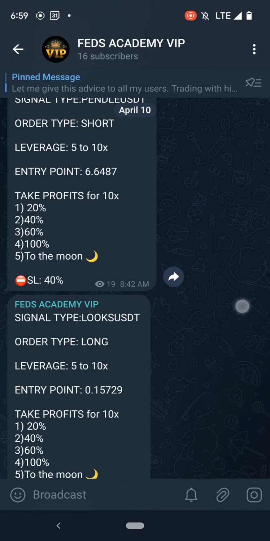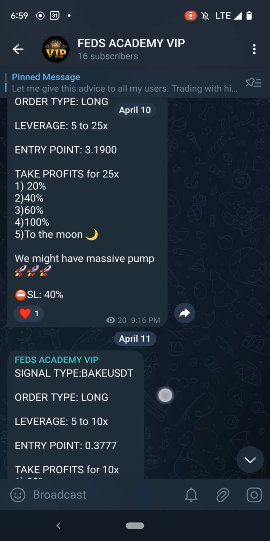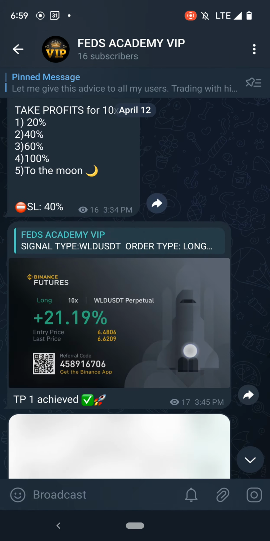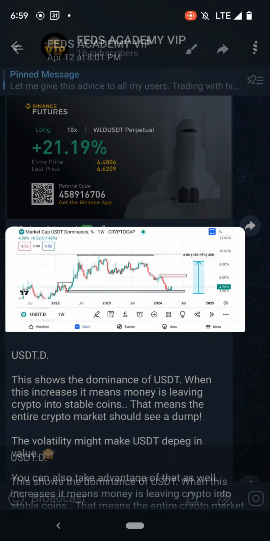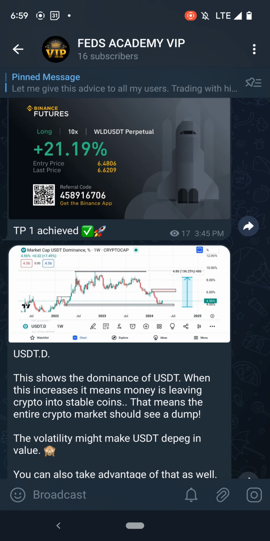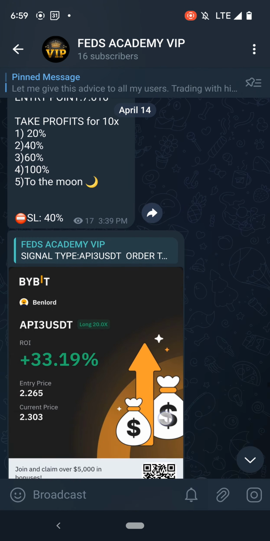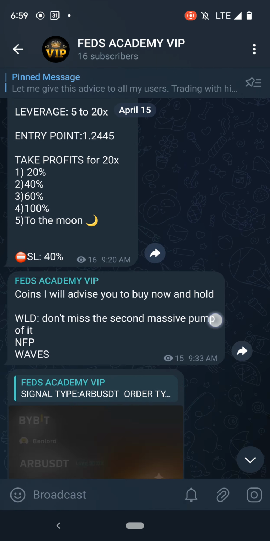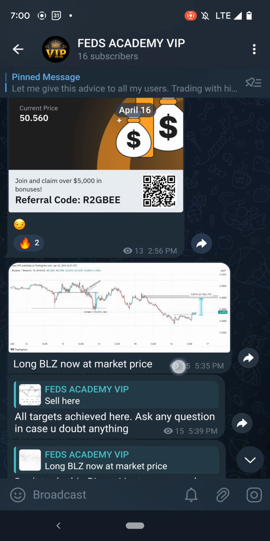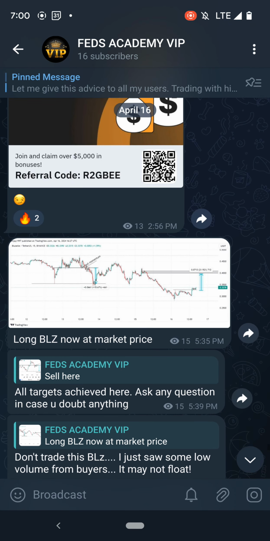Now there are times that I can just send a setup for people to trade. A setup, like for example here, this particular setup. This is another way of sending signal. Let me look for a good setup that I sent just recently. Good. This is it, BLZ.